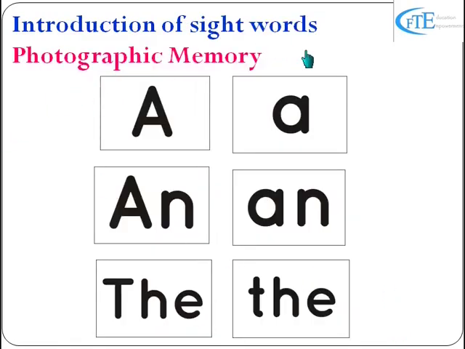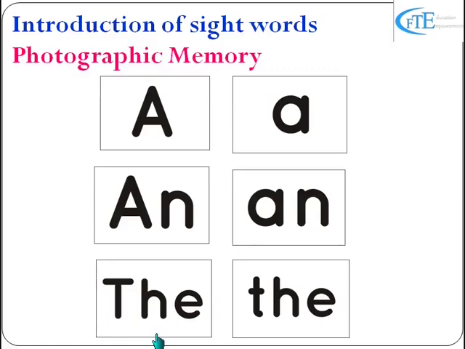Introduction of sight words. Sight words are words that we do not sound phonically. For example, take this word. If we read this phonically, this is what it becomes. T-h-e, t-h-e. Is that the way you say this word? No. The correct pronunciation is the.